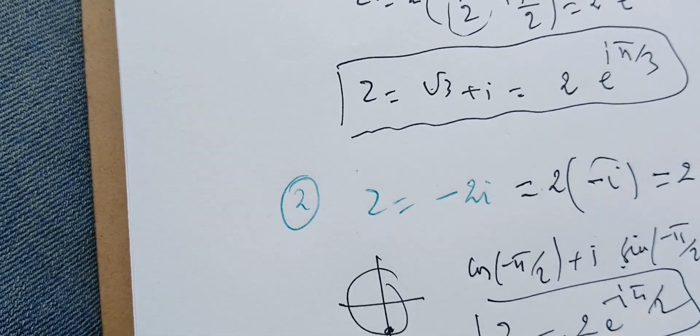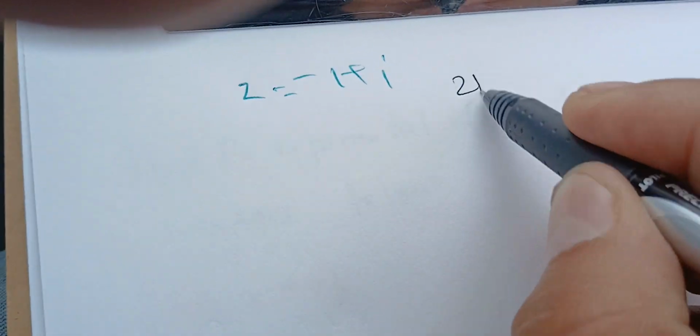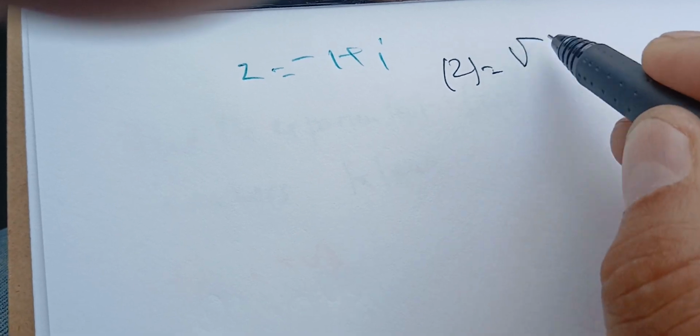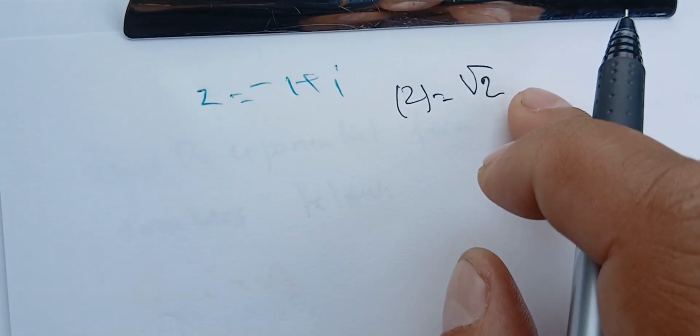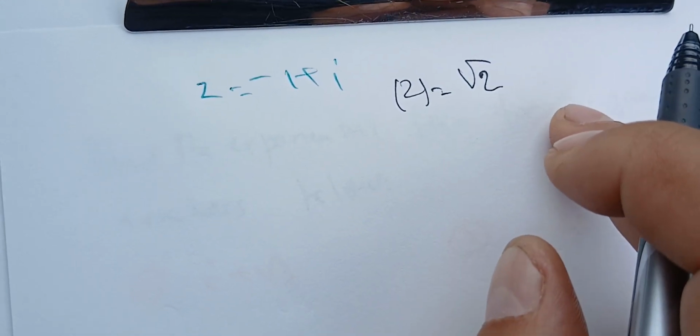Next, we're gonna find the form for minus 1 plus i. Let's do z equals minus 1 plus i. So let's see what we can do. Here we can find the norm. The norm of z is the square root of 2. Why? Because it's minus 1 squared plus 1 squared, and the square root of 1 plus 1 is square root of 2. So let's factor out this one and see what happens.